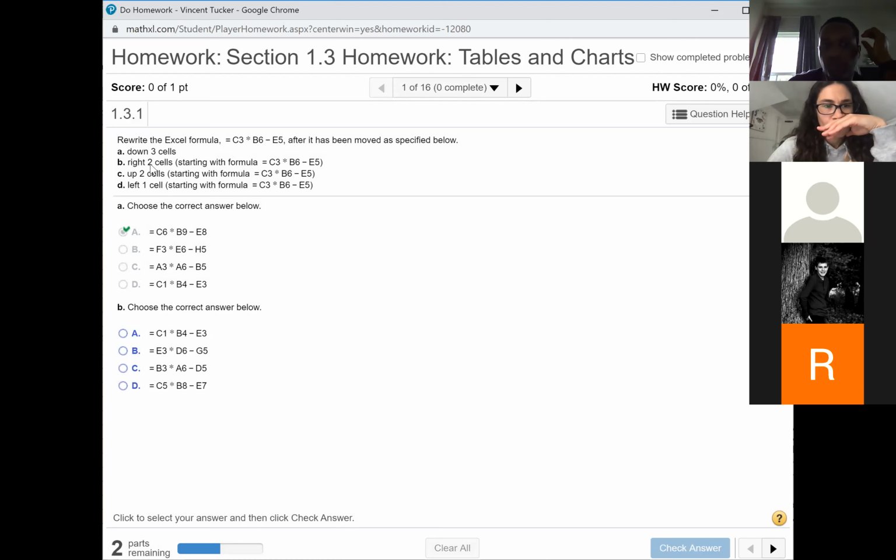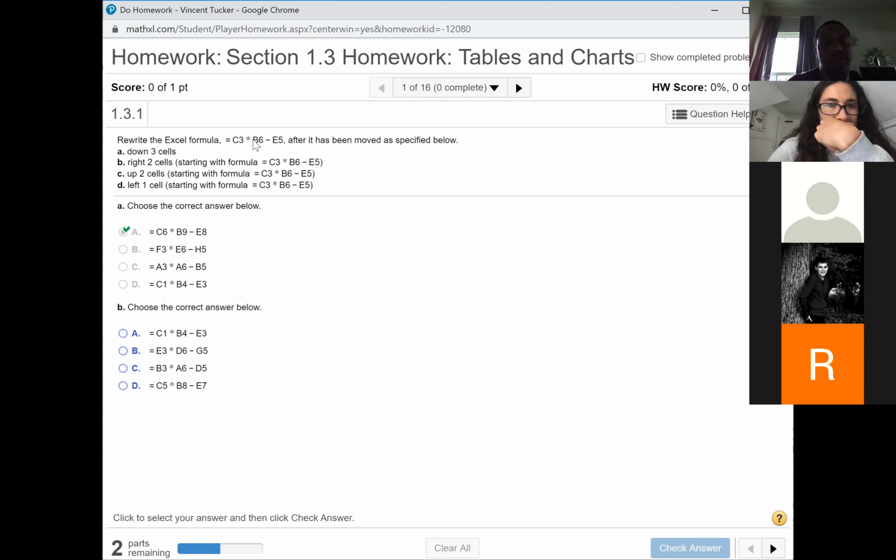Then the other one says move right 2 cells. So you're still starting from your original. You don't start with where you left off. You start from your original. You have C3, B6, E5. So I want to move to the right 2 cells. So if you have to use your fingers and sing your ABCs, whatever makes it work for you, you got C, D, E. So that means it should be E3. That's the only option down here that starts with E. So E3. They didn't really try to make it hard because they really could have started 2 or 3 of them with E3. You know what I mean? But they didn't. The only one that goes to E3 is this right here.